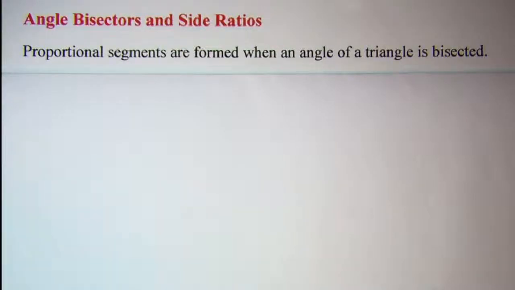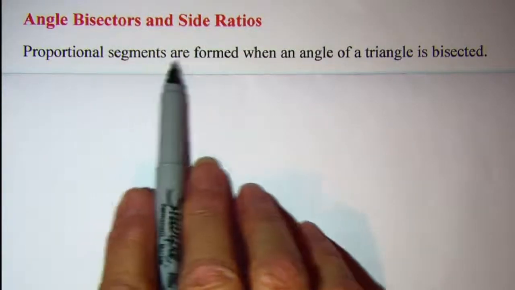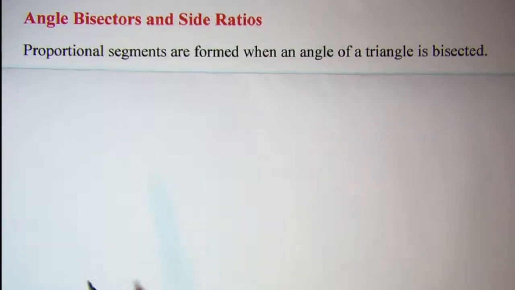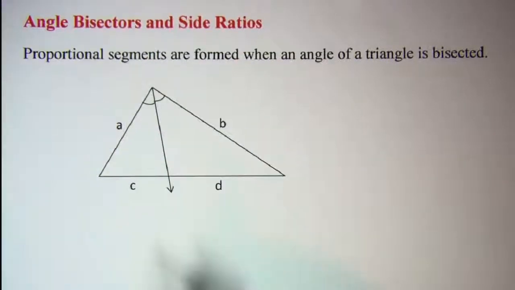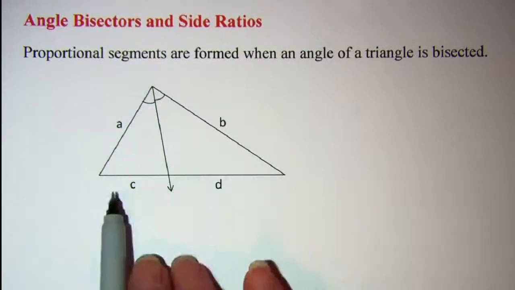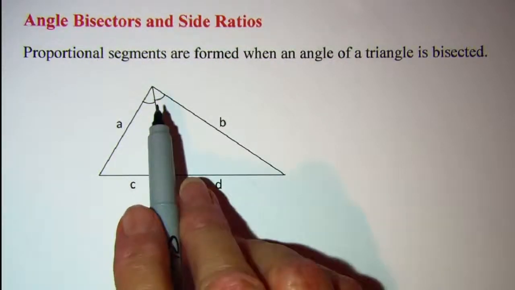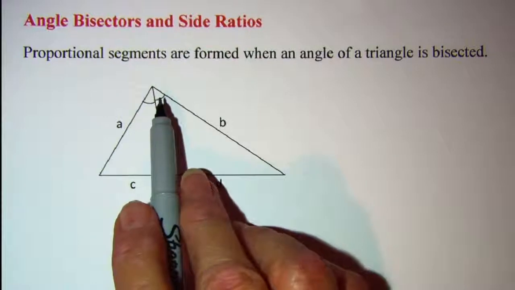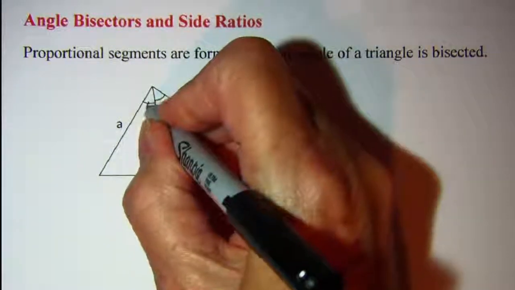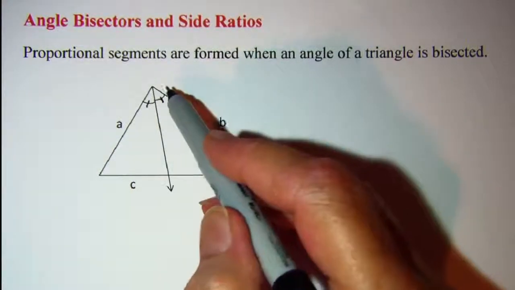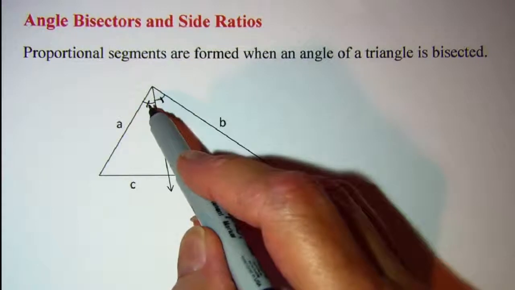In this video, we'll be looking at angle bisectors and side ratios. Proportional segments are formed when an angle of a triangle is bisected. So given any triangle at all, we don't have to have anything specific. If you have one of the angles in the triangle bisected, in other words, a line segment, or in this case a ray, divides that angle into two congruent angles.